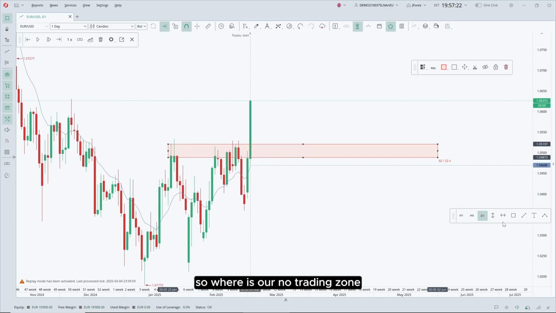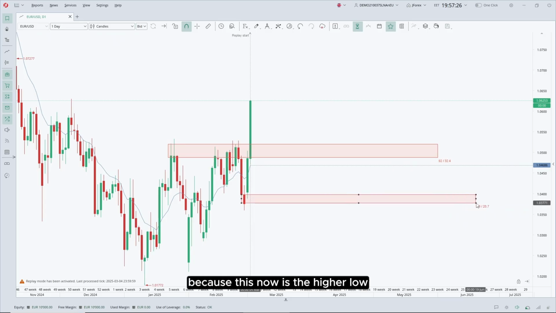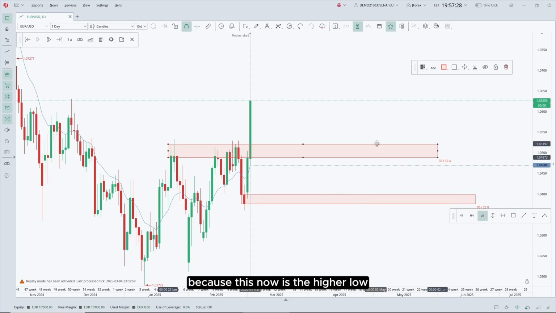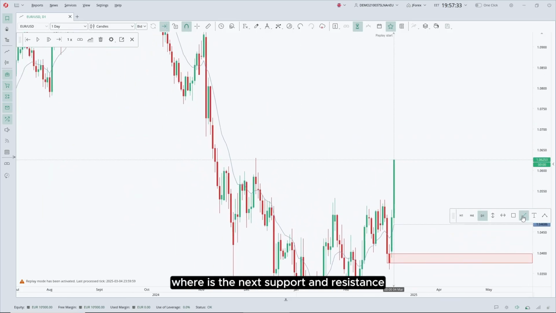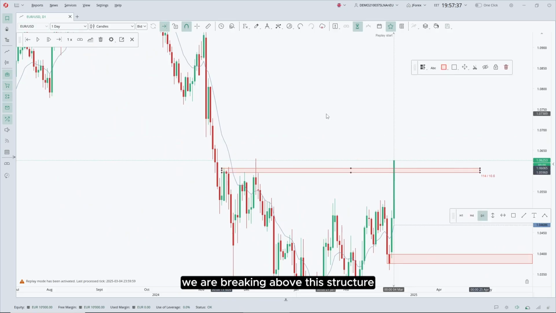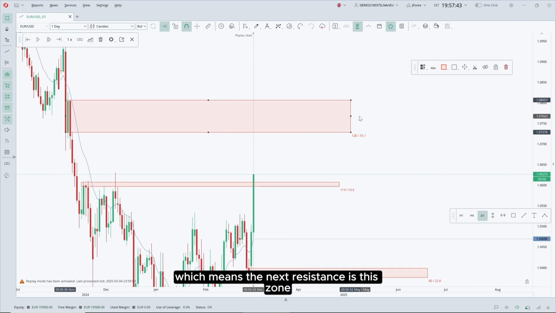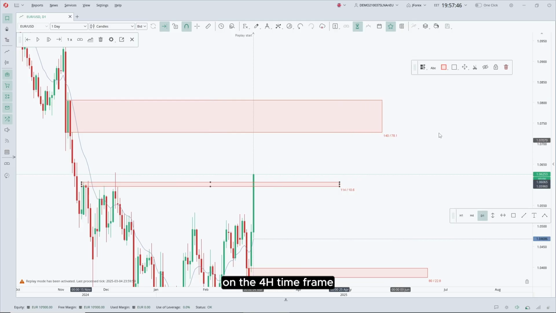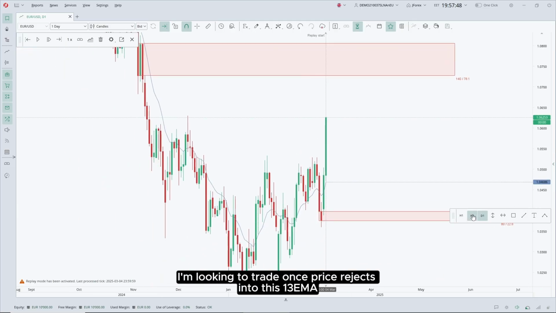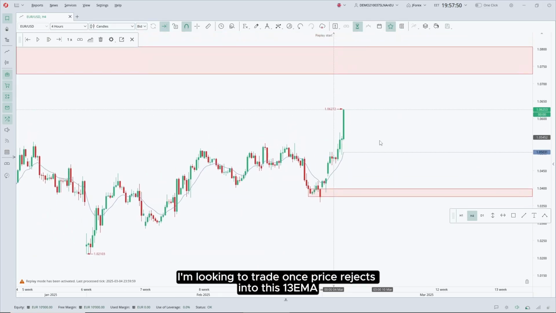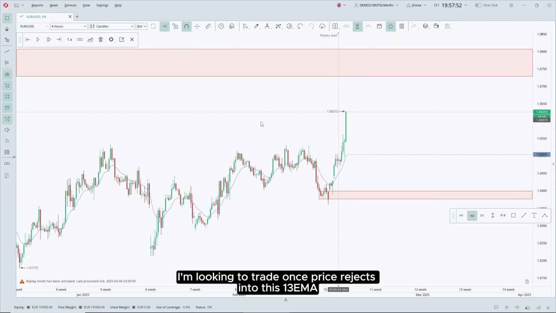So where is our no trading zone? It should be right here because this now is the higher low. So where are we headed? Where is the next support and resistance? We are breaking above this structure. No, we broke above that structure, which means the next resistance is this zone. On the 4H time frame, I'm looking to trade once price rejects into this 13 EMA.